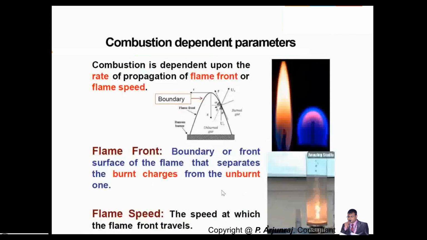What is the burnt one? Burnt one means the fuel is completely burnt when it is reacting with oxygen. What is the unburnt one? Unburnt is where the fuel and air, or oxygen, are not completely mixed. You have fuel droplets still left out, still unburnt. That is called unburnt gas. The flame front is the boundary or surface of the flame that separates the burnt gas from the unburnt gas.